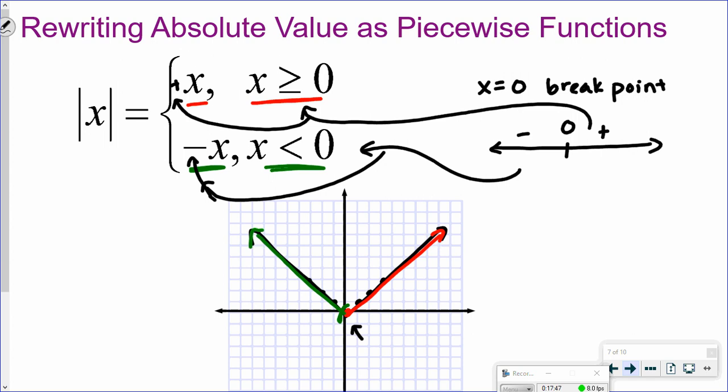All right, so our goal when we rewrite these is to find that breakpoint and then determine the positive and the negative. So I'm taking absolute value and writing it as a piecewise function of two linear functions.